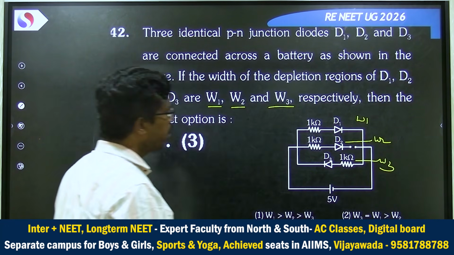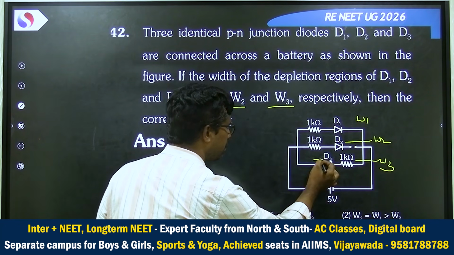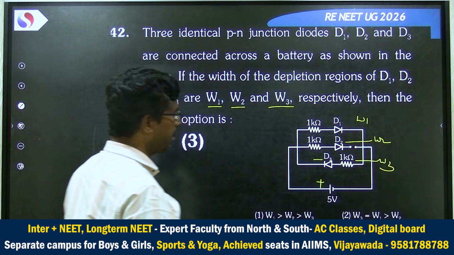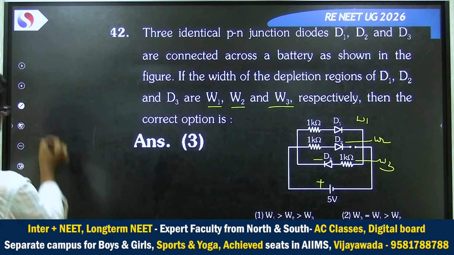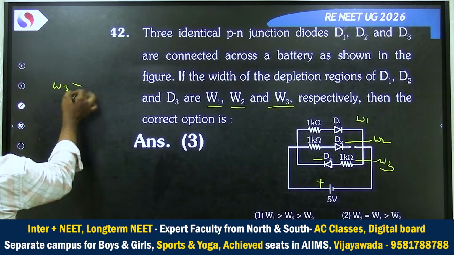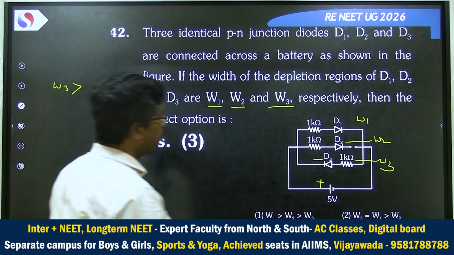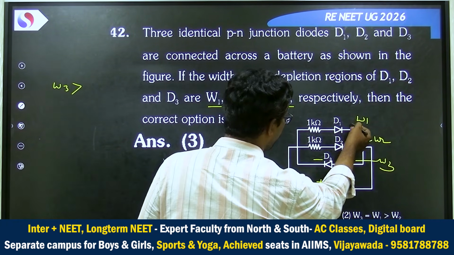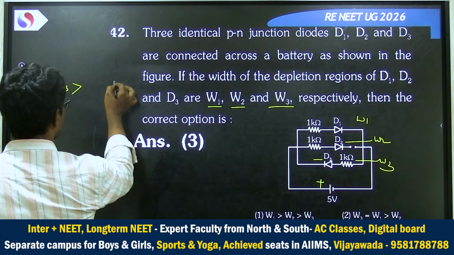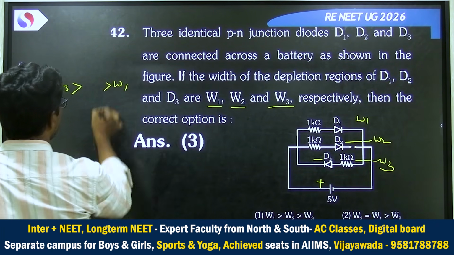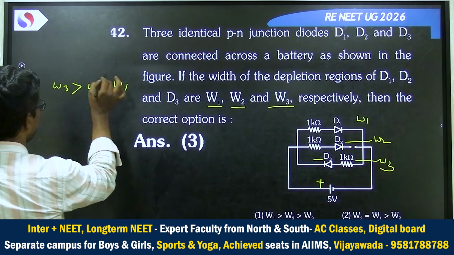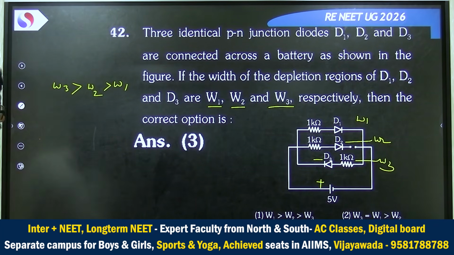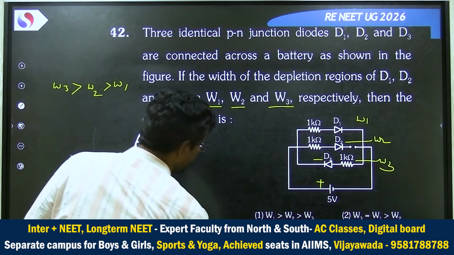Here it is in reverse bias. This is negative, this is positive. But this diode D3 is reverse biased, so the width of the depletion layer is more. For diode D1, the width of the depletion layer is very much less, that is W1. In between, the unbiased diode is in the middle. We have the answer is 3.